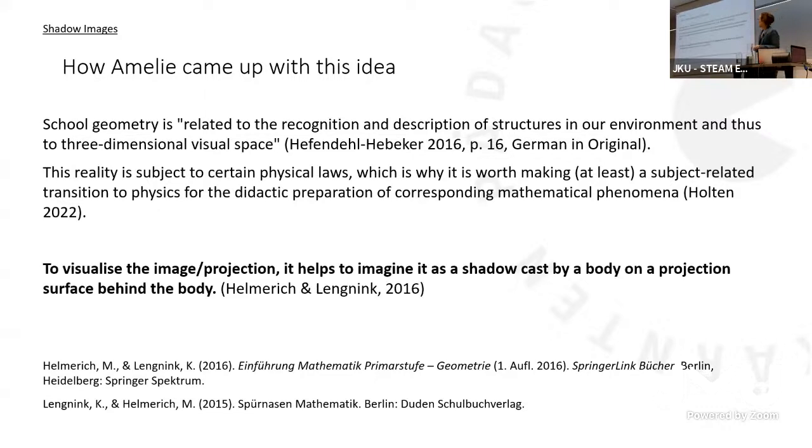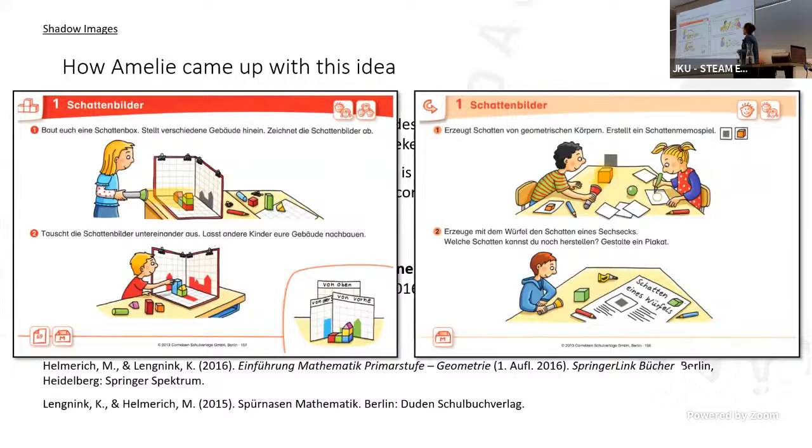And then she found a material of Markus Helmerich and Katja Lengning. They said to visualize the image or the projection, it helps to imagine it as a shadow cast by a body on a projection surface behind the body. And this material looks like this. You see the shadow box here, and the kids have to explore the shadows with a lamp in this shadow box, and they get the front view, the side view, and so on.